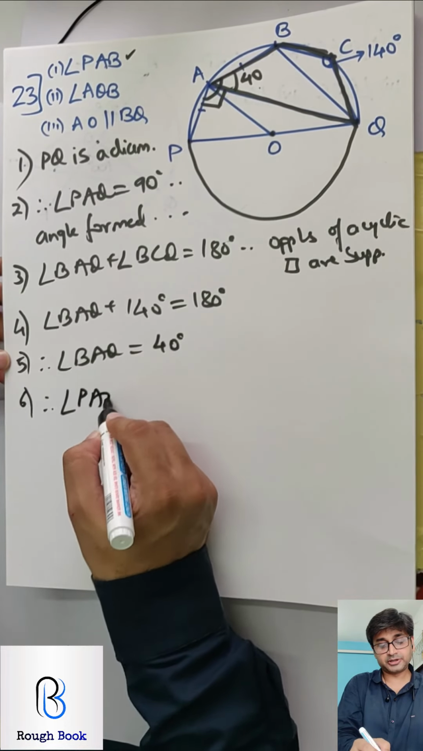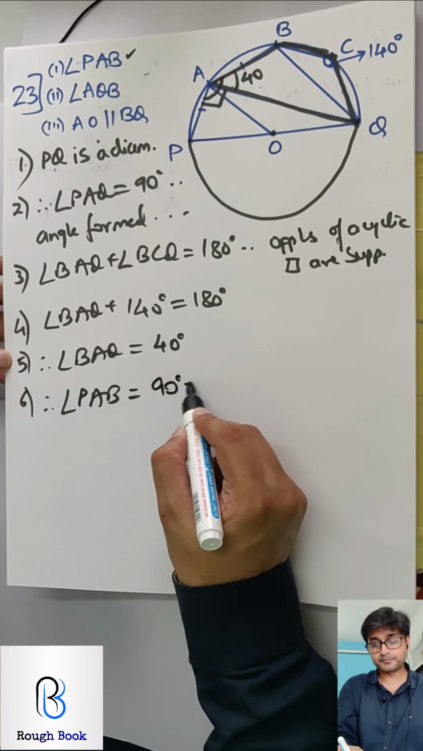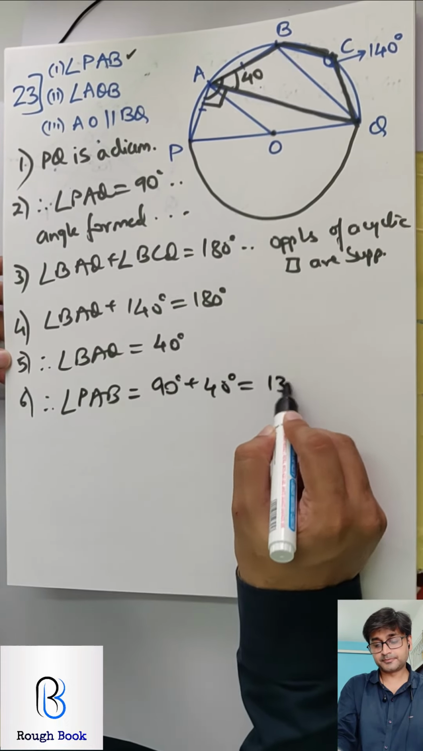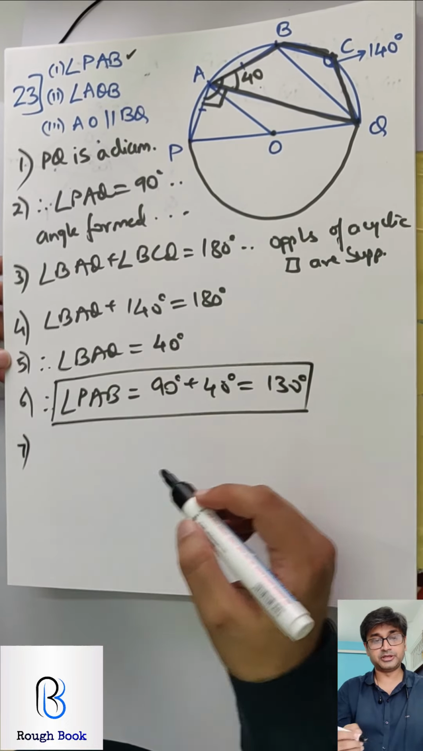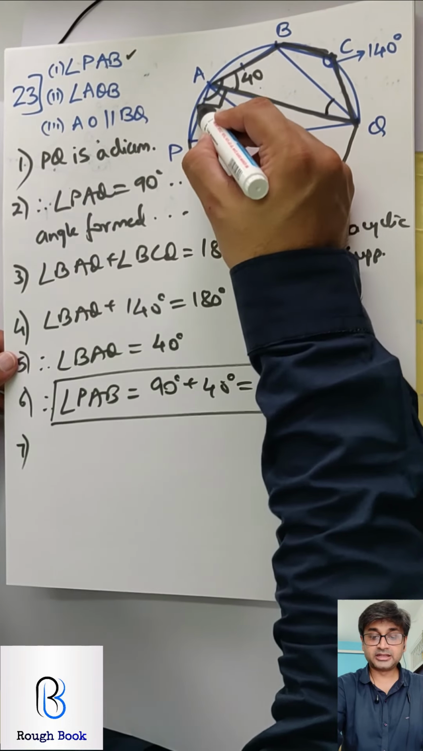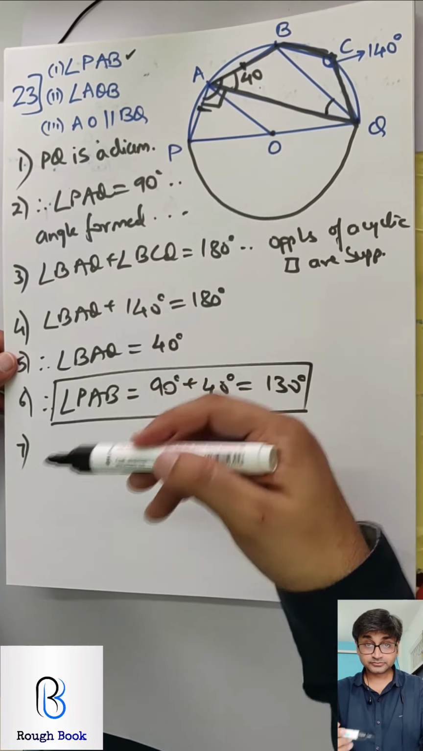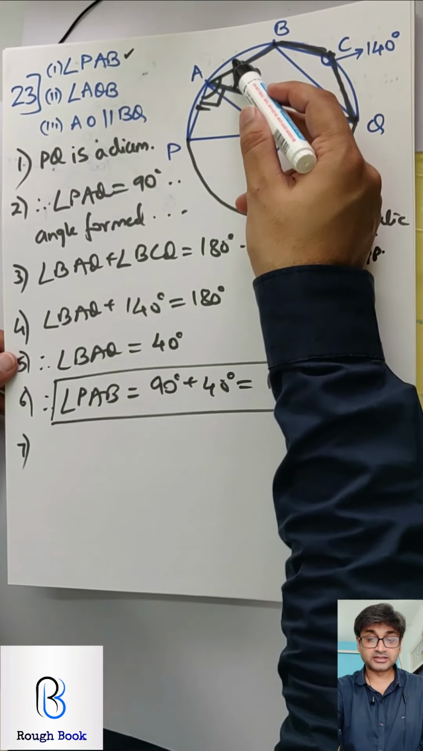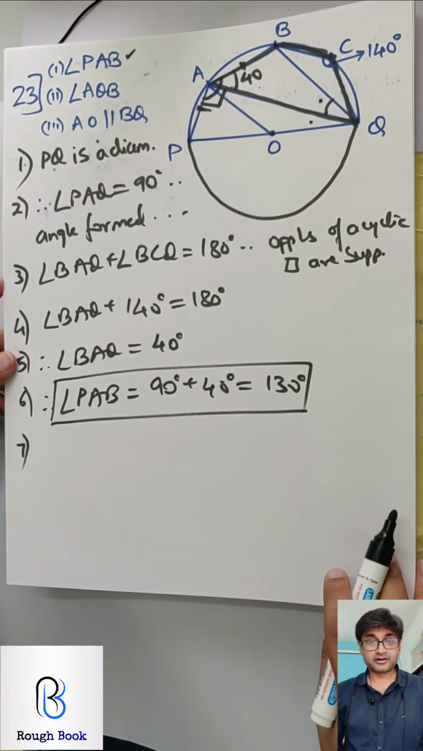So final part PAB, what you want is 90 plus 40, that is 130. So we managed to get our first angle PAB. Now for the second one, AQB, which is right over here. And they have given you PA equals AB. So congruent chords subtend congruent arcs, and congruent arcs subtend congruent angles, right?